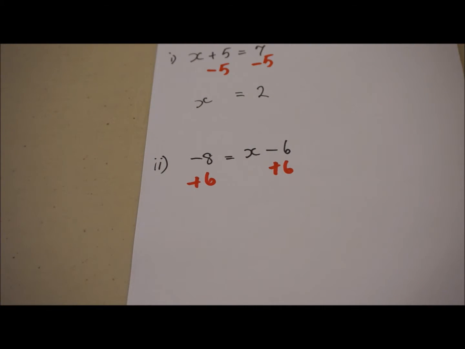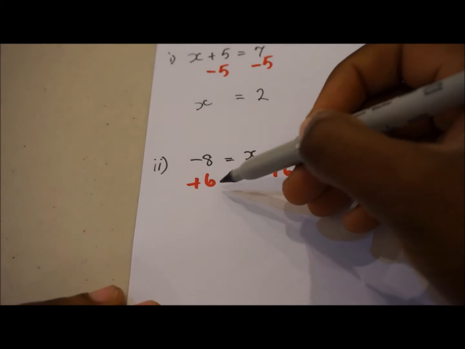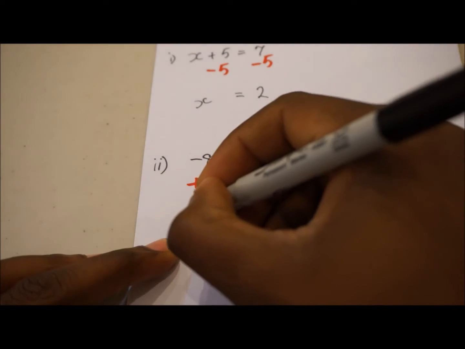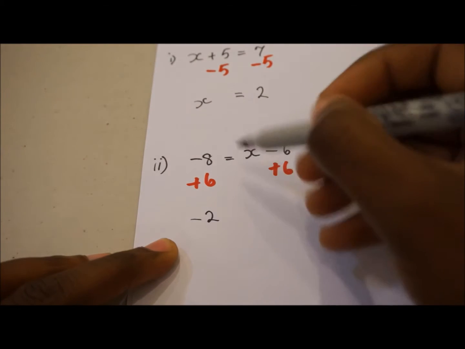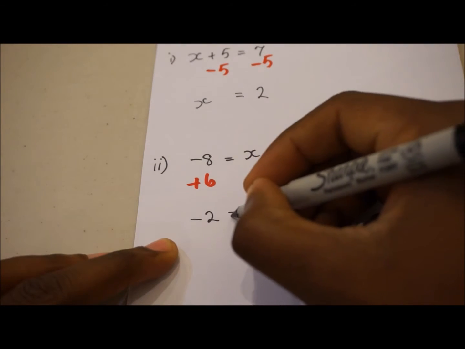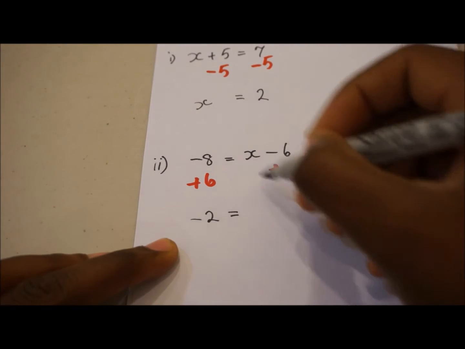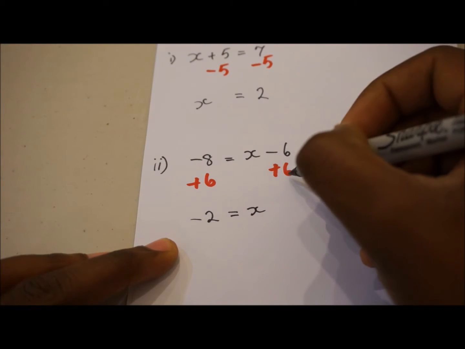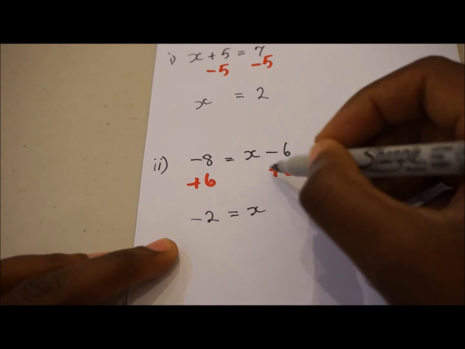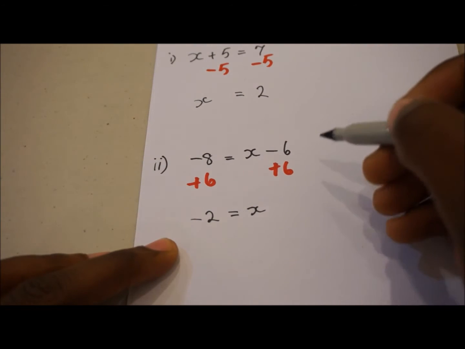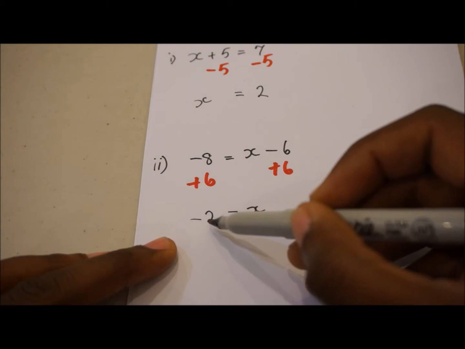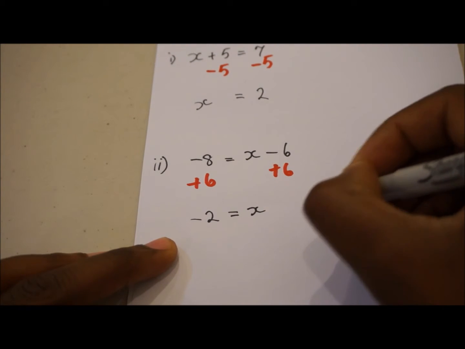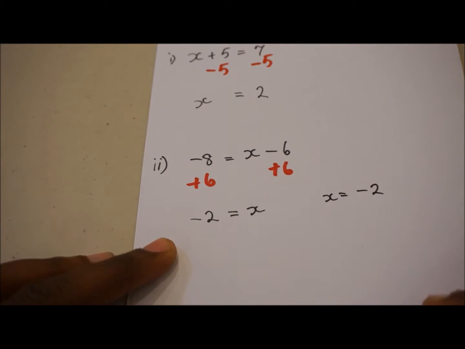And from there, I simplify. Negative 8 plus 6 gives me negative 2. My equal sign here will return. There's no other x to deal with, so the x remains. Negative 6 plus 6 becomes 0. Therefore, this negative 6 disappears, which is exactly what I want. This means negative 2 is x. Therefore, x is negative 2.